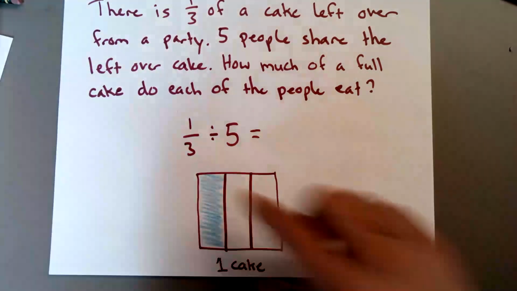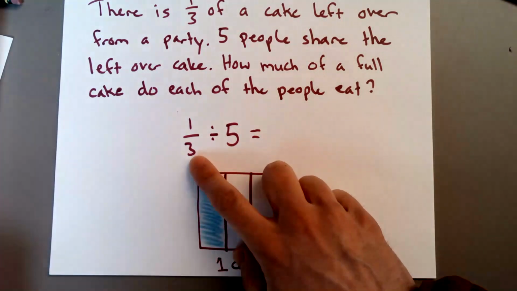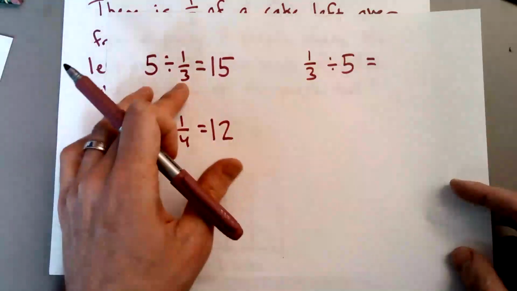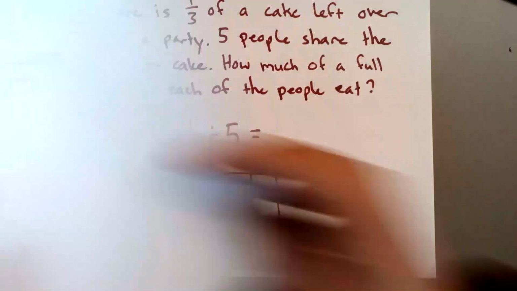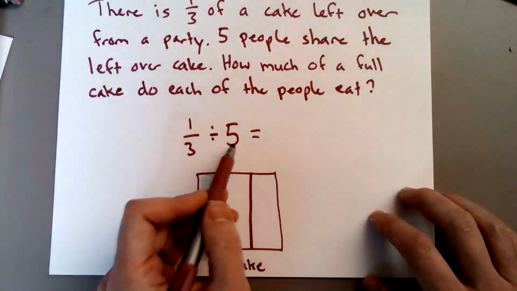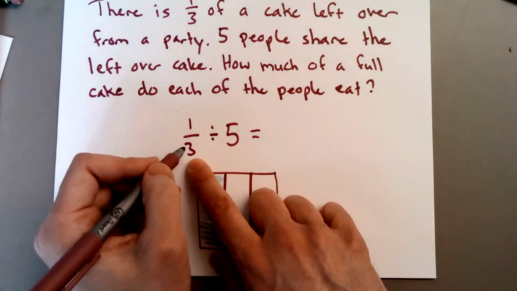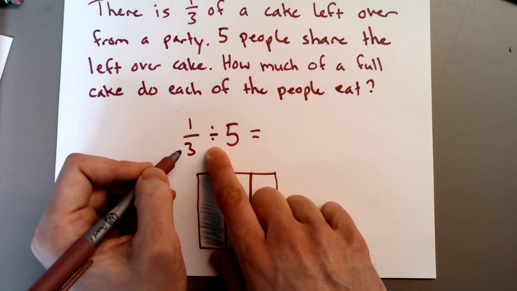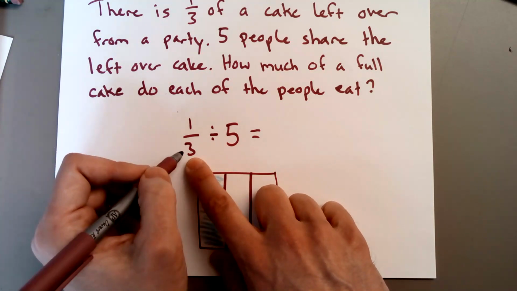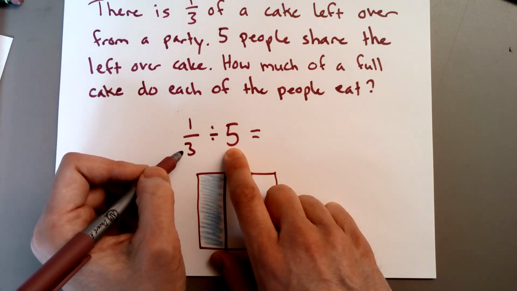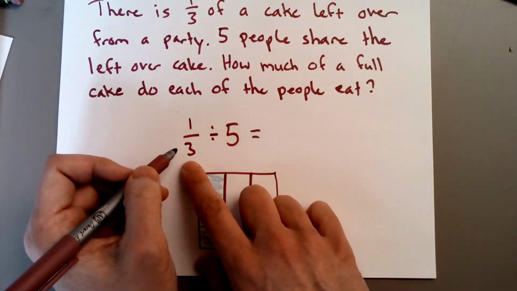We can't look at this situation as how many 5s fit into 1/3 like we did with these. We thought how many 1/3s fit into 5, how many 1/4s fit into 3. That won't work here because 5 is much larger than 1/3. So in this case, we need to think of this as taking 1/3 and splitting it up further into 5 pieces. So if we start with 1/3 and we split it into 5 pieces, the resulting quotient, the pieces are going to be a lot smaller than what we started with, right?